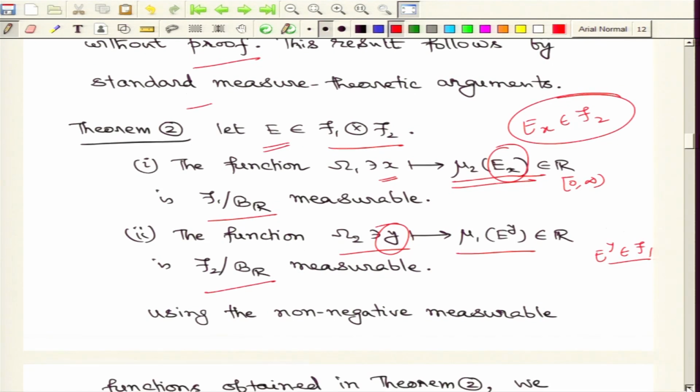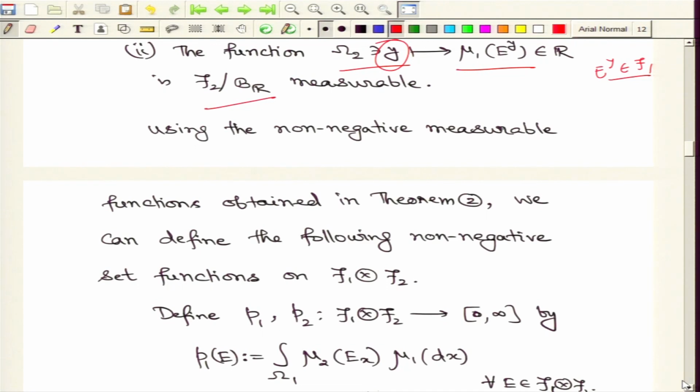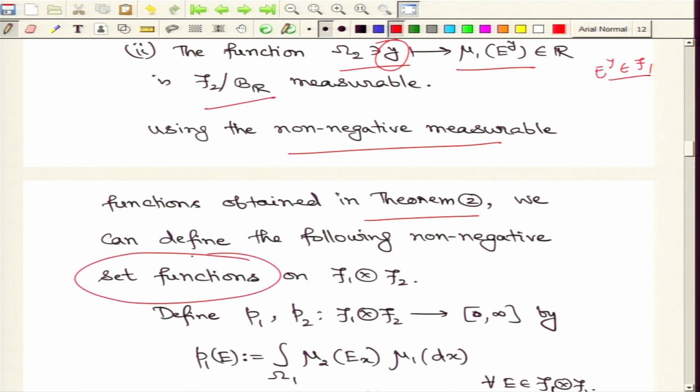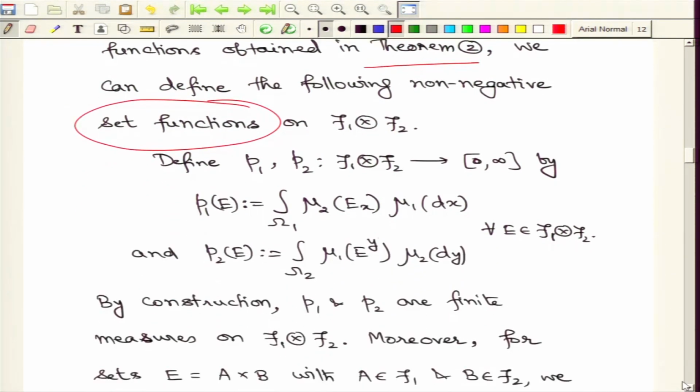Now, let us move on and look at certain measurable function structure on the product type sigma field. This non-negative measurable function that we have already obtained in this theorem, we can use to define a non-negative set function. So, let us go at it slowly. What we do first is that we look at two functions which we call P1 and P2. We define them on the product type sigma field F 1 tensor F 2, so that they become non-negative, but they might also take the value plus infinity. Let us see how we can define them.